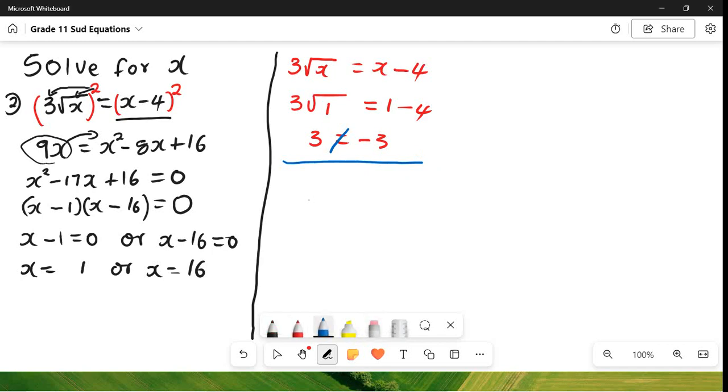Now let us continue and substitute x by 16 and see if it's giving us the correct one. So the square root of 16 is 4. 4 times 3 equals 12. 16 minus 4 equals 12, not 4. 16 minus 4 equals 12. Then our correct value of x equals 16 only.